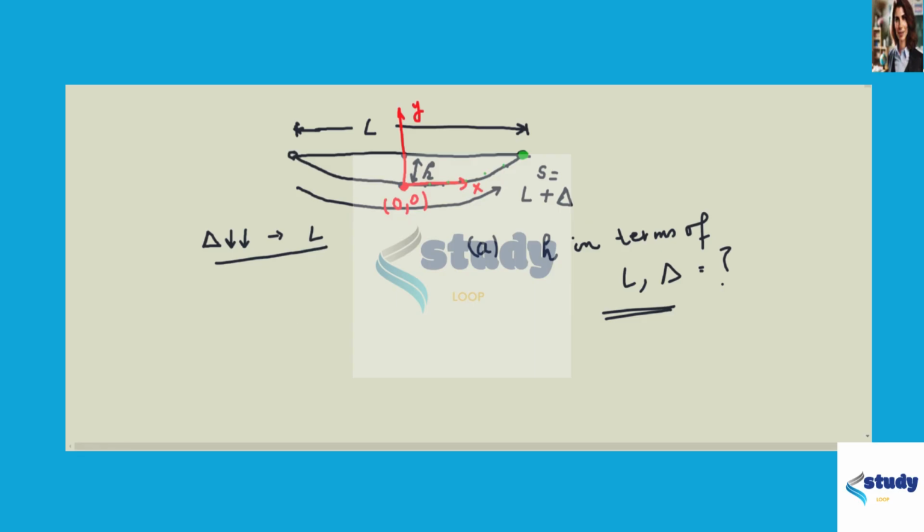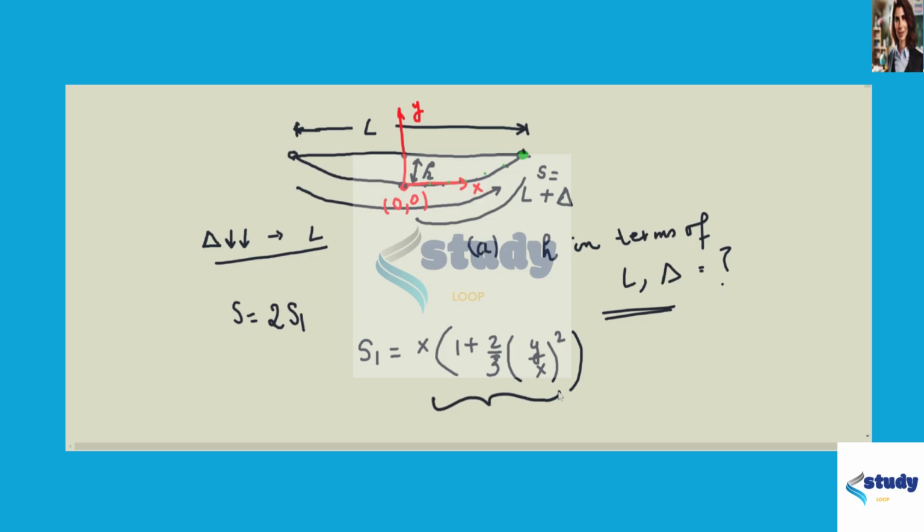Let's consider this length from the origin to the second insulator as S1. If this length is S1, then S, the total length of the cable, is twice this S1. According to the formula, S1 is equal to x into 1 plus 2 over 3 into y over x whole square. It is given in the question that we have to take only two terms of this equation, so this is enough for our use.